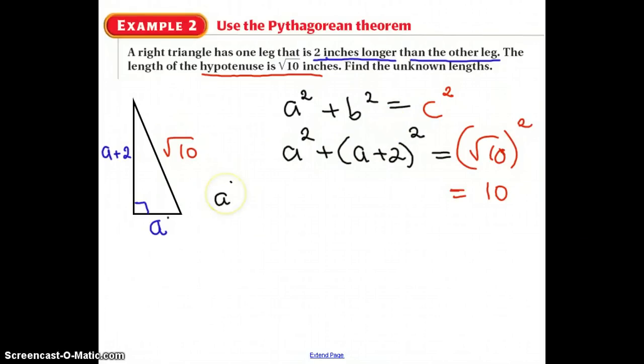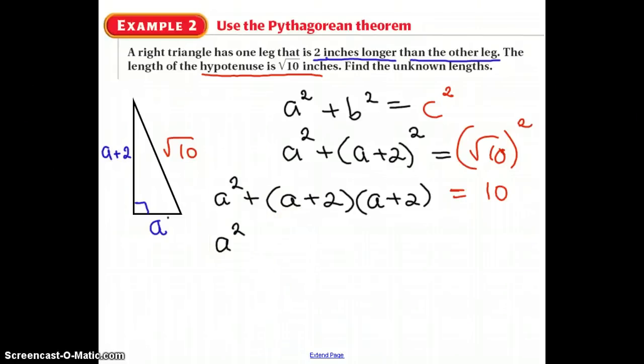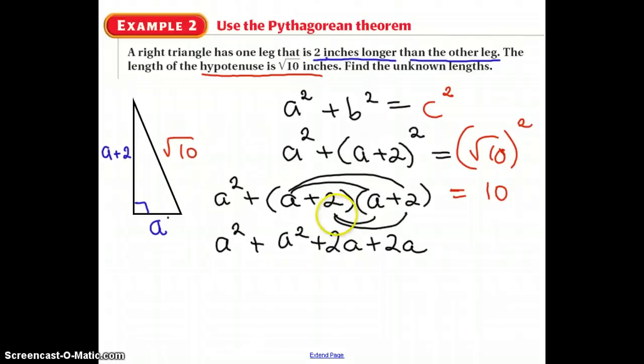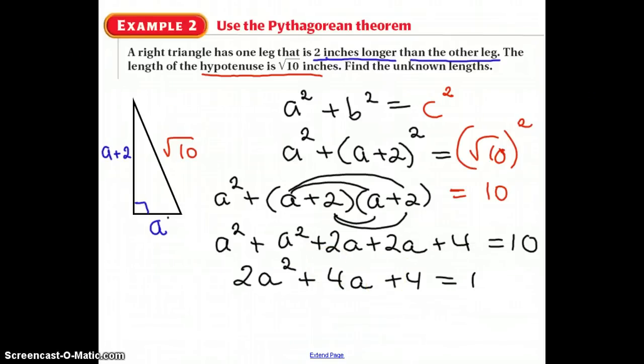So we have a squared plus (a plus 2) times (a plus 2). We're going to very carefully distribute it, and we get a squared plus a squared plus 2a plus 2a plus 4, and it's equal to 10. If I combine my terms, I get 2a squared plus 4a plus 4 is equal to 10.